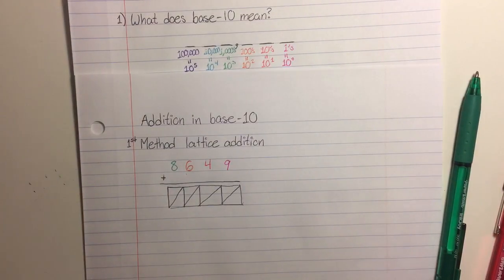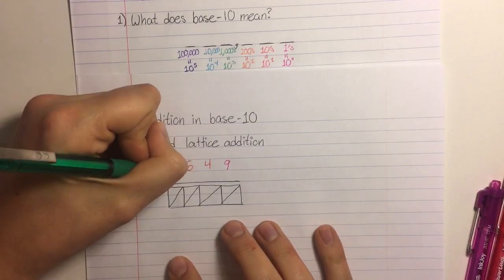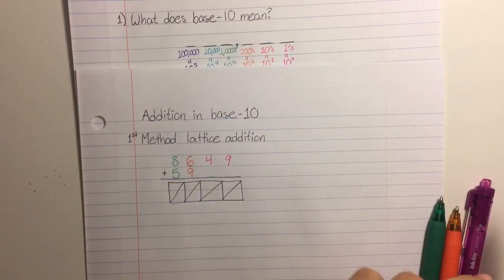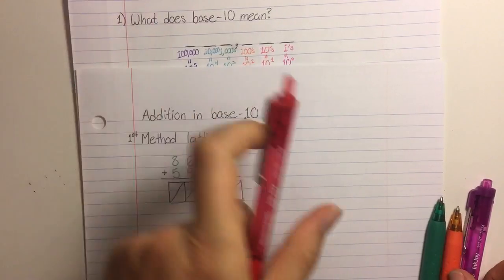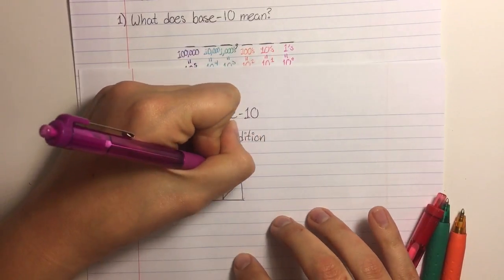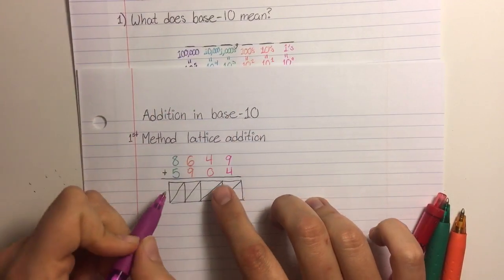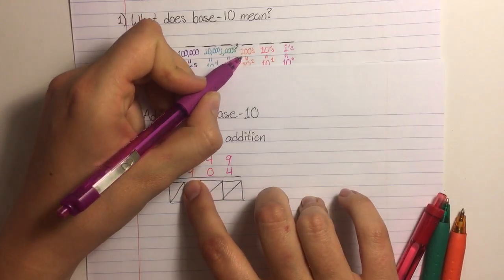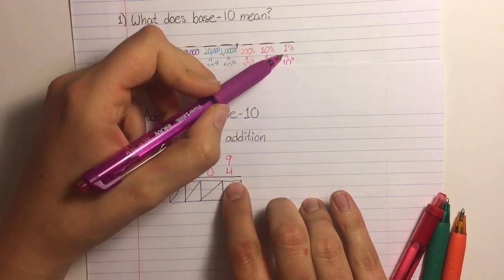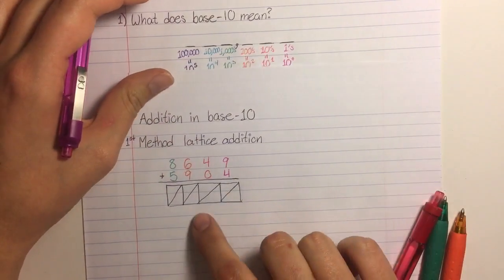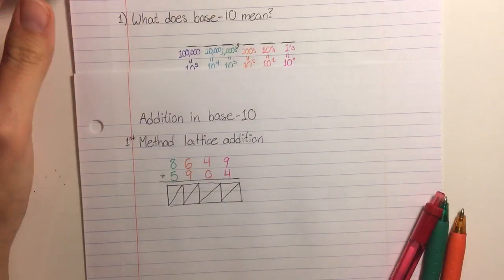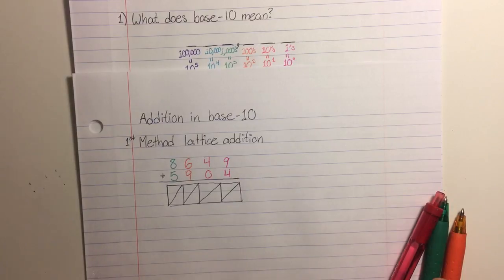So what should we add to that? Let's add 5,904. Sweet. Again, this represents 5 thousands, because that's the thousands place, 9 hundreds, 0 tens, and 4 ones. So that's what these numbers represent. Each digit is in a place value representing how many of that value there are in that number. Sweet. So now let's work on addition.